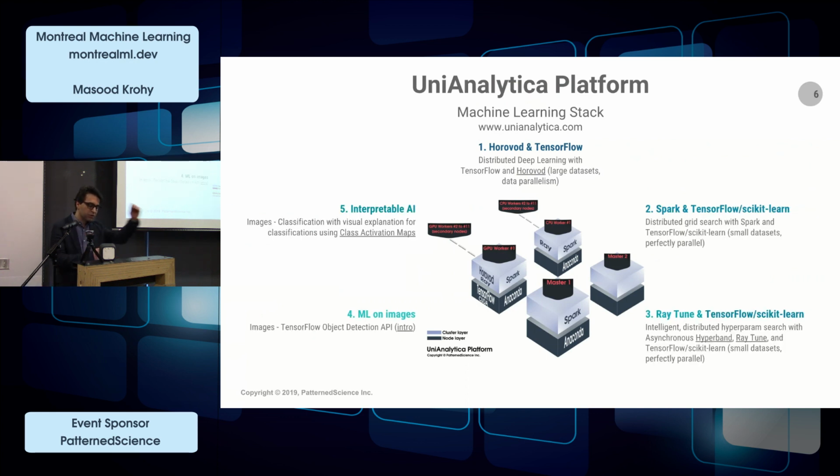So this page that I'm showing is basically our machine learning stack in UniAnalytica, and the part that you probably want to take a look at is number 3, which is what I just said. So you can actually see this if you wish later on your browser. So you go to unianalytica.com, you will see, and the link of hyperband is there. Actually, you can just Google hyperband. It should be coming up as the first result.